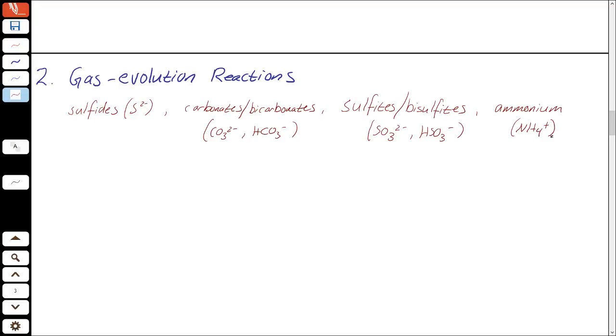you should at least go on a little bit of alert, like, oh, maybe we're going to form some gas in this reaction. And with more practice, you'll see under which circumstances you will form that. Generally, with the first 3, it's when they react with acids, and with ammonium, it's when it reacts with a base, so something like a hydroxide or something like that. All right, so let's take a look at one of those reactions.